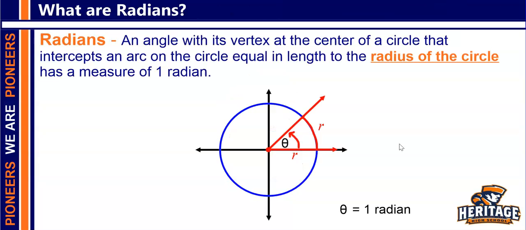Now, before we get started, we need to talk about what radians are. You have the definition before you. All it's saying is that it is an angle, but instead of degrees, we use radians, which is in the form of pi, focusing on the radius of a circle.